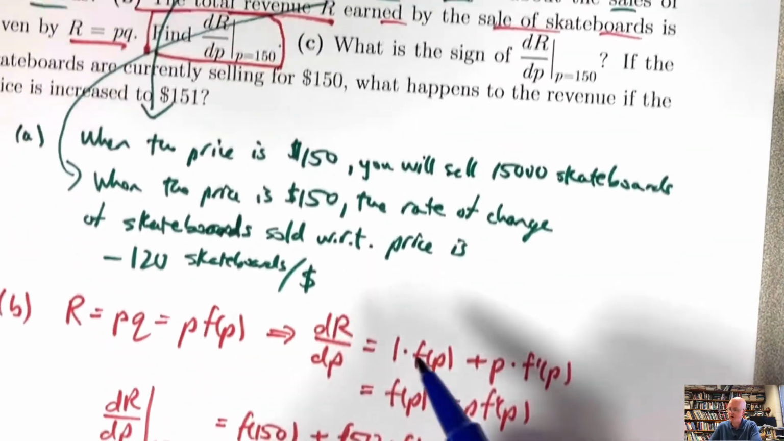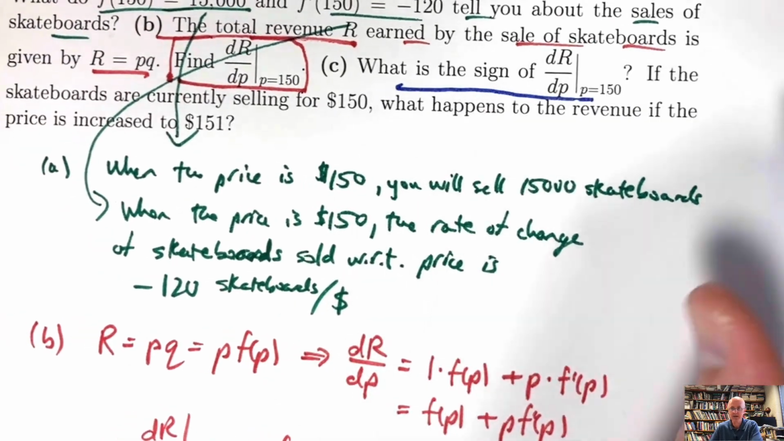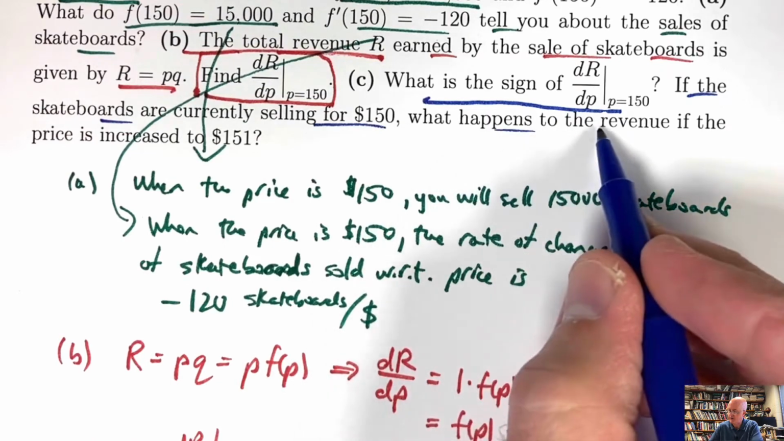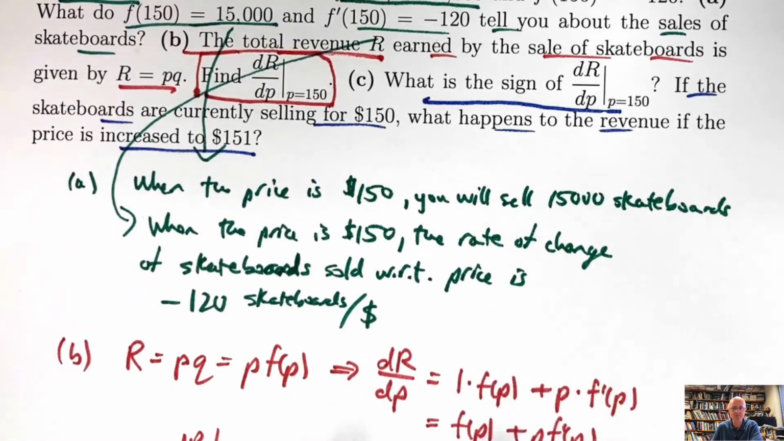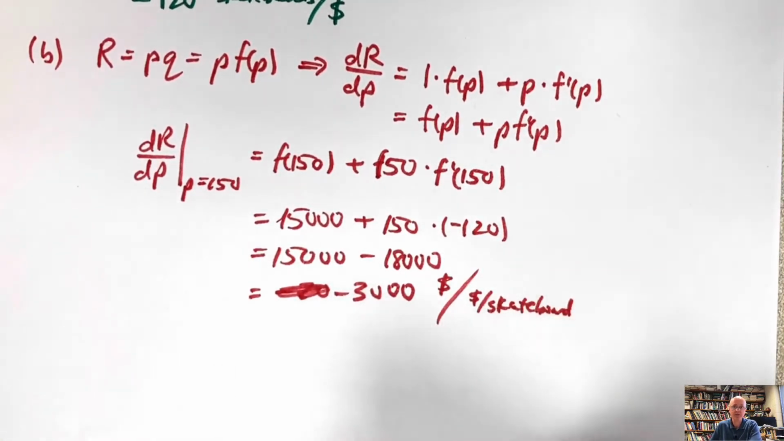Part C, first part says, what is the sign of this derivative? Well, it's negative. If skateboards are currently selling for 150, what happens to the revenue if it's increased by $1 to $151? The fact that this is negative means the revenue's got to go down. But wait a minute, how can that be? You raise the price. You're going to sell fewer skateboards, and the increased price per skateboard is not enough to offset the fewer skateboards sold.